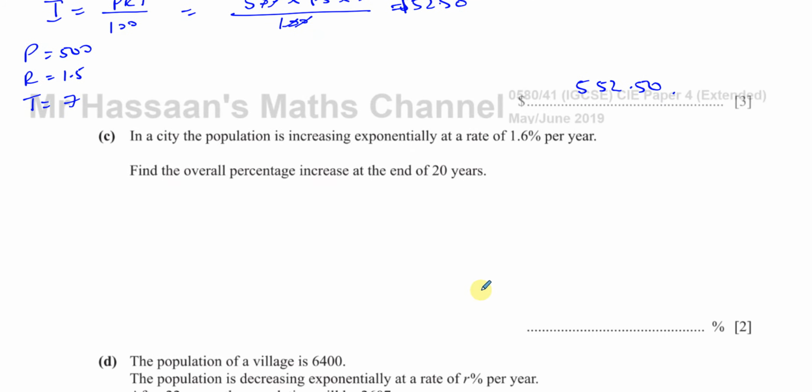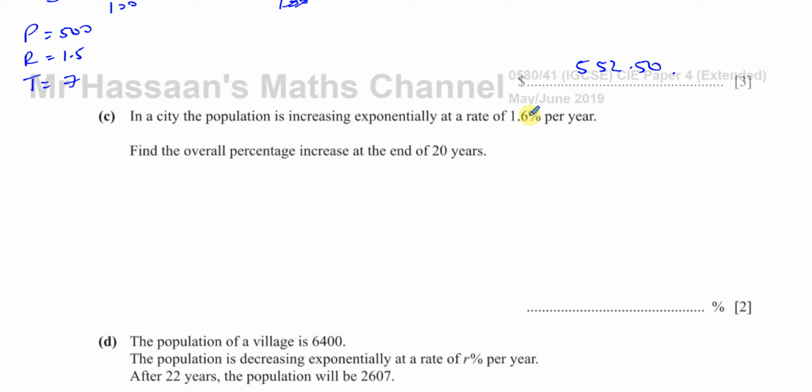Part C. It says in a city the population is increasing exponentially at a rate of 1.6% per year. Find the overall percentage increase at the end of 20 years. So this is like a compound percentage problem. It's increasing by 1.6% every year.